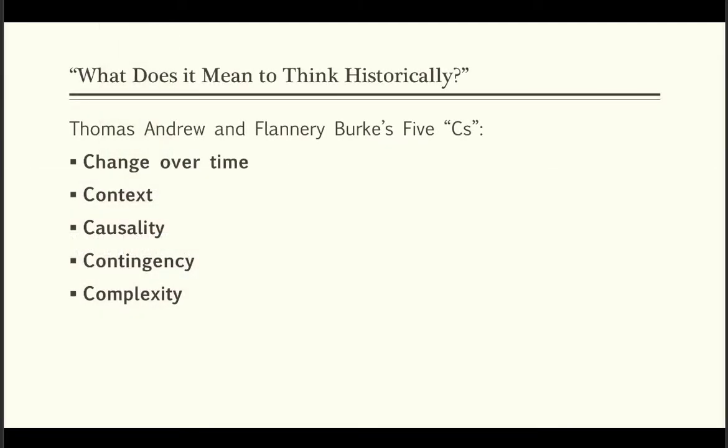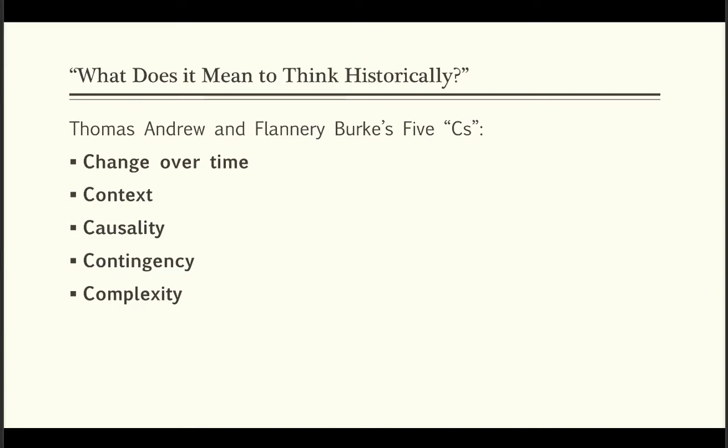is think historically. And so if you look at these 5 items, they come from an article written by Thomas Andrews and Flannery Burke, the 5 C's of history. And this is a good, handy way of thinking about what historians do and how historians look at things. We look at change over time. How have things changed, or how have they stayed the same?